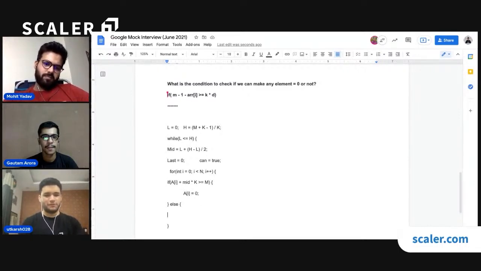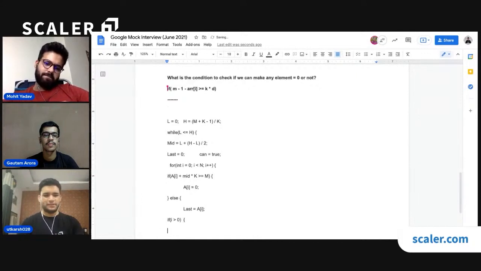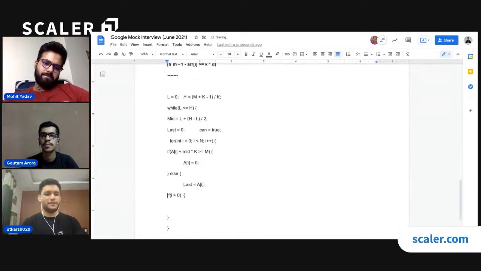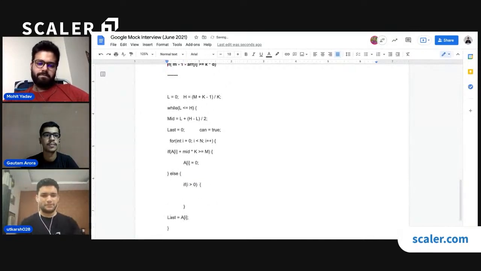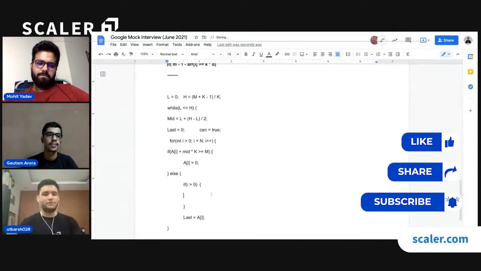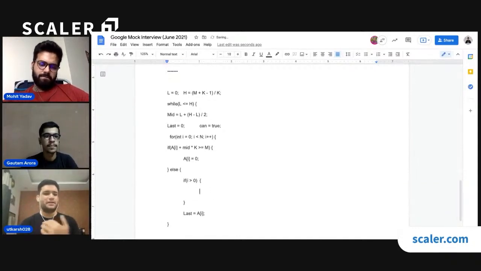If we are not able to do it, then we'll keep a of i as it is. We'll make last equal to a of i because the next element should be at least a of i. Now there is one more condition. If the current element is not the first element, that is if i is greater than 0, then we also have to check whether the current element can become at least what the previous element is. So we'll not write last over here, we'll write last after this. Because if we are not able to make the current element equal to or greater than the previous element, then we are unable to find the answer in mid number of steps.